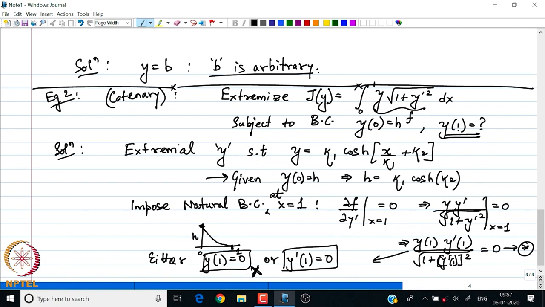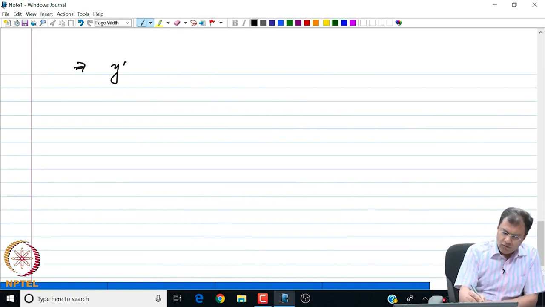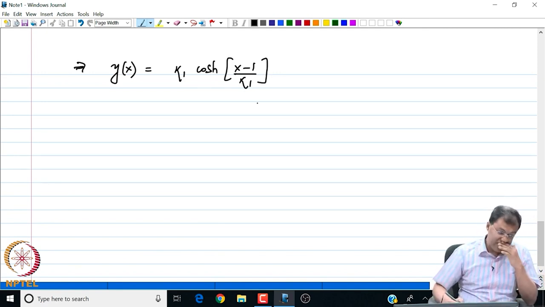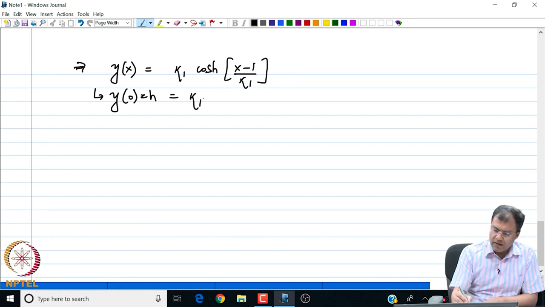So if the slope vanishes, we evaluate the slope at 1, and from here I get a relation between kappa 1 and kappa 2. I get that kappa 2 is minus 1 by kappa 1. And further I get that my solution y, now in terms of the one parameter family, is x minus 1 by kappa 1. That can easily be found using my boundary condition. Since I have that y of 0 is h, I plug in 0, I get that this is kappa 1 cos hyperbolic 1 by kappa 1.